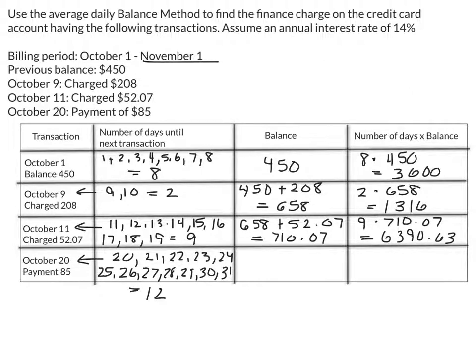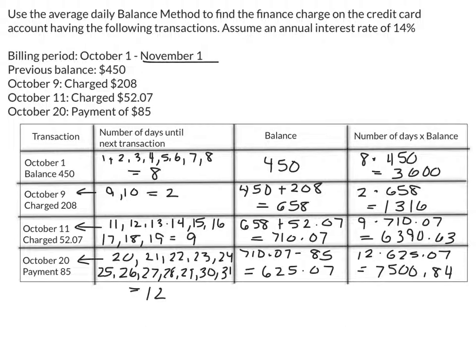Our balance is going to be the $710.07, and we're going to subtract $85. Since we made a payment, we subtract. So our new balance is $625.07. Then we multiply that by 12, and we get a value of $7,500.84.